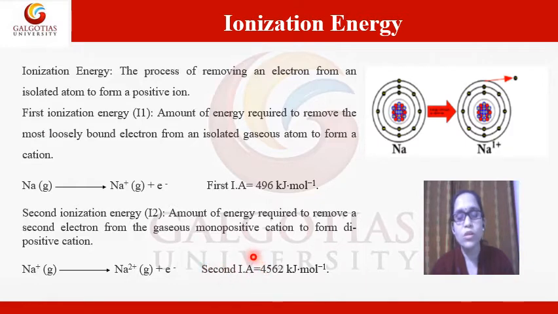So the question will arise, why is the second ionization energy of sodium very high compared to the first ionization energy? When sodium is converted to sodium plus, it attains the stable noble gas configuration of neon. So if we want to remove an electron from the noble gas, inert gas configuration, it will require more energy to remove that electron.